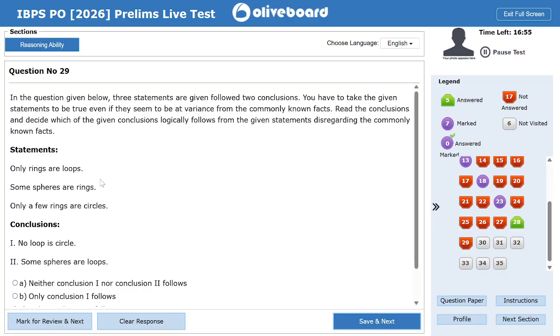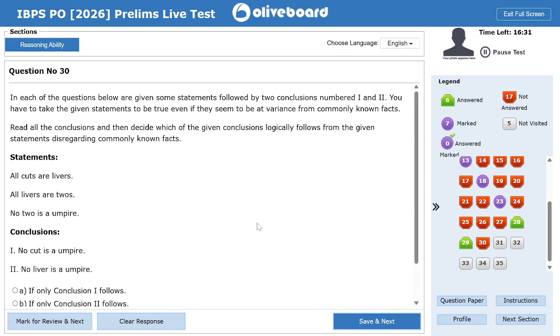Only rings are loops. Loops are rings. Some sphere are rings. Only a few rings are circles. No loop is circle. Yes. Some sphere are loops. False. Only one follows.